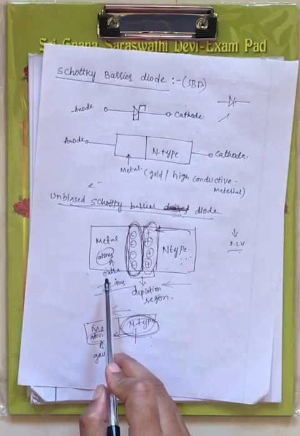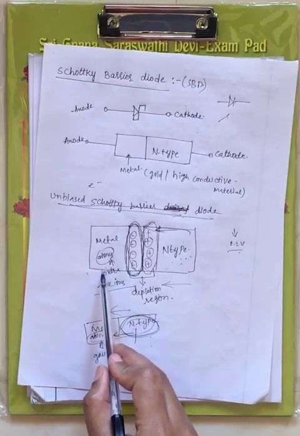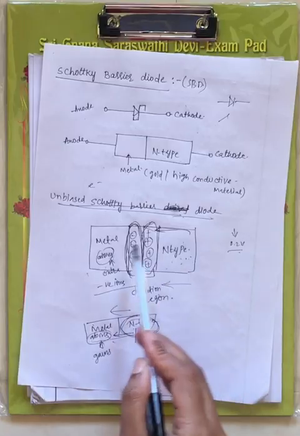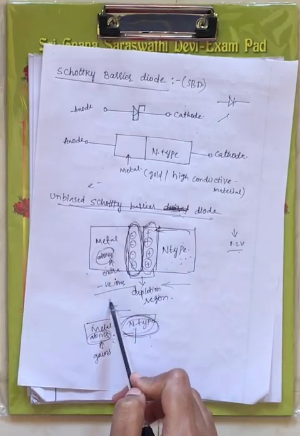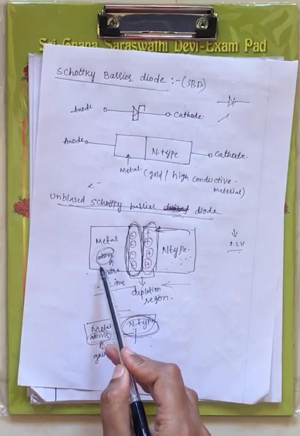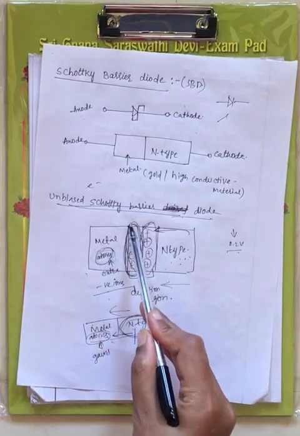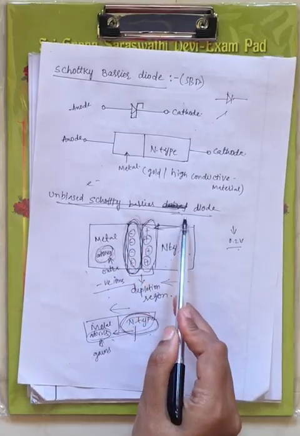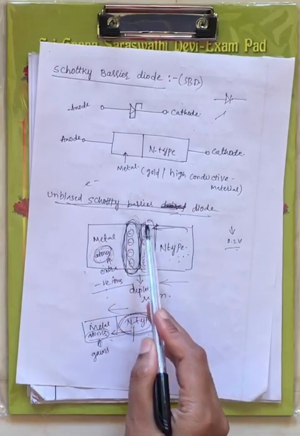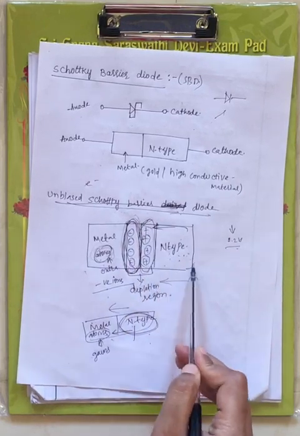Metal contains atoms, right? Now these atoms will gain extra electrons because electrons are moving towards the metal. Because of this, the atom gains an extra electron, and since it is gaining an extra electron, that results in negative ions. Now the electrons are moving towards this metal, and that results in positive ions at your n-type, right?